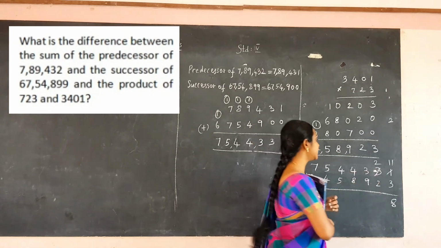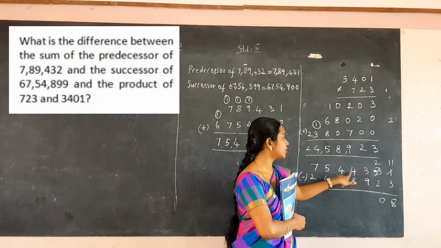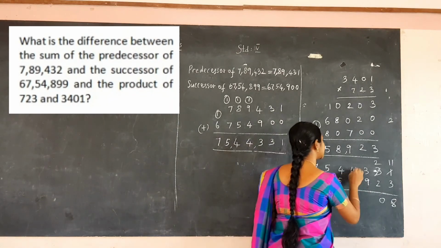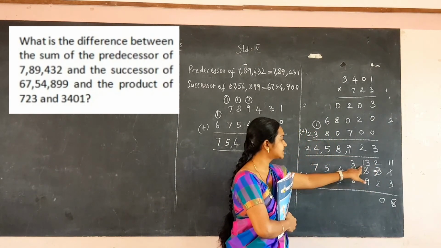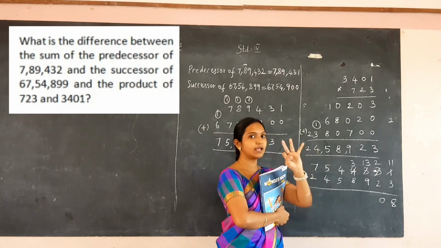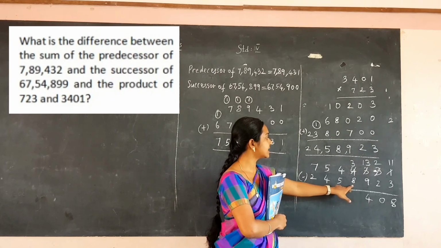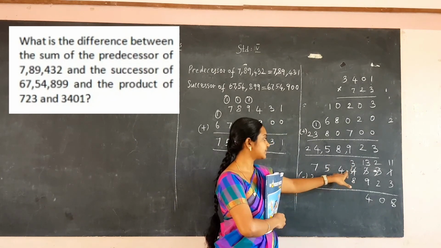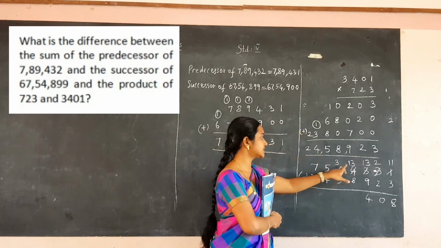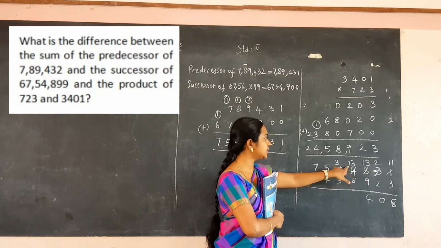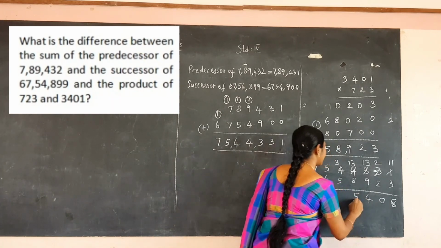2 minus 2 will be 0. Here 9 is greater than 3. So borrow 1 from 4. So 4 will be changed as 3 and 3 will be changed as 13. Now start counting from 9 until you reach 13. 10, 11, 12 and 13. So the number is 4. Here 8 is greater than 3. So we cannot subtract. So borrow 1 from 4. 4 will be changed as 3 and 3 will be changed as 13. Now start counting from 8 until you reach 13. 9, 10, 11, 12 and 13. So the number is 5.